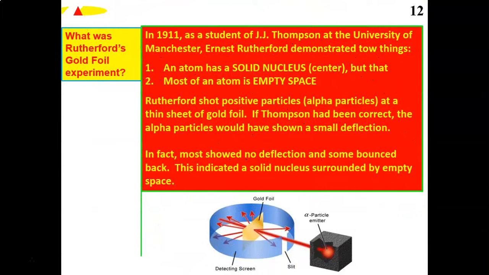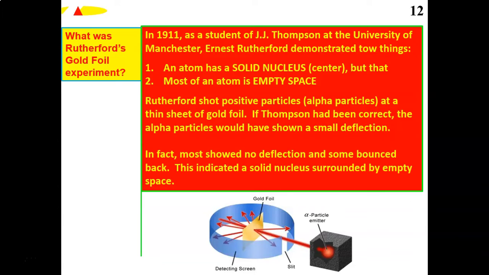In 1911, as a student of Thomson at the University of Manchester, Ernest Rutherford demonstrated two things. An atom has a solid nucleus center, but most of the atom was empty space. So what Rutherford did was he shot positive particles called alpha particles. An alpha particle, by the way, is 2 protons and 2 neutrons. It's the equivalent of the nucleus of a helium atom. And he shot that at a thin sheet of gold foil.